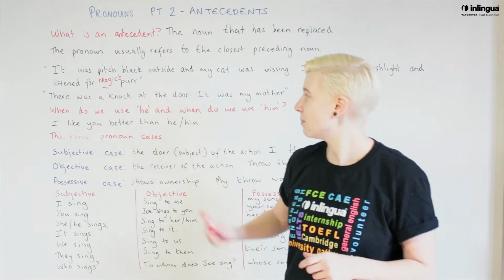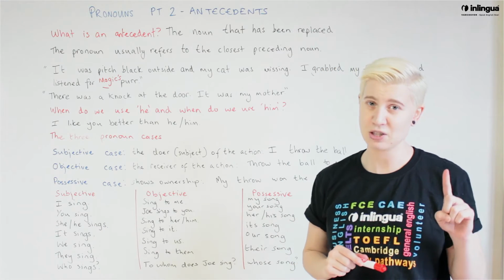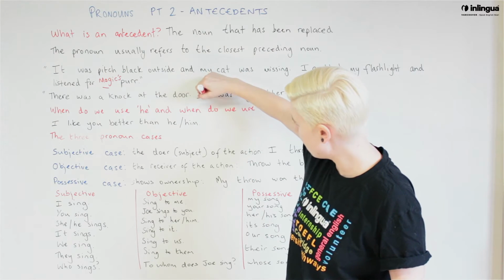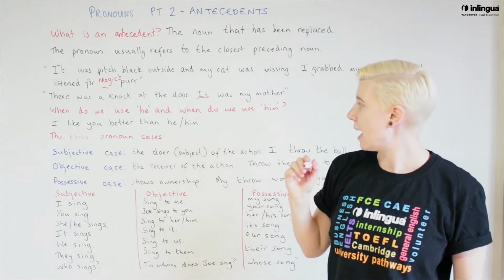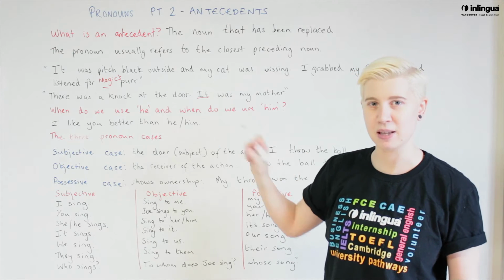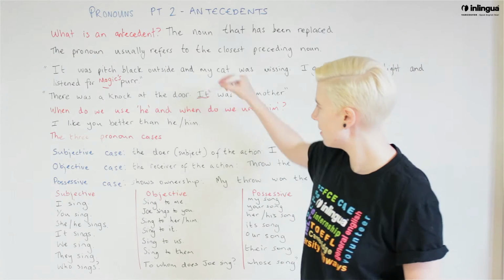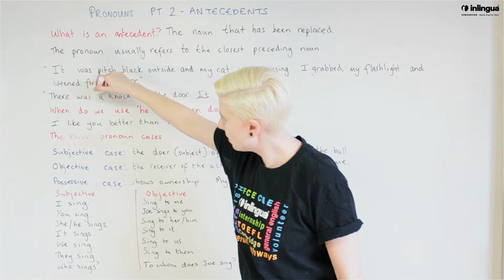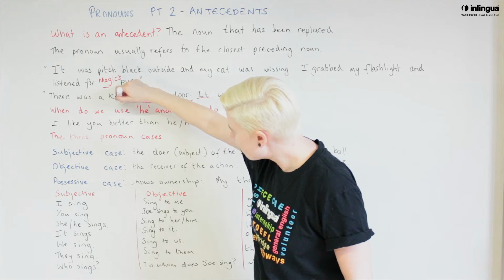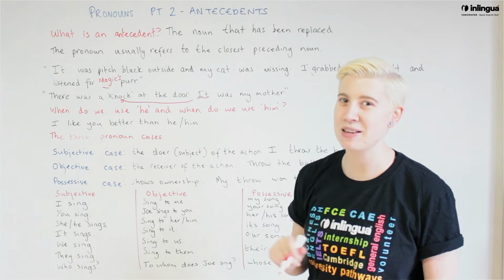Have a look at this sentence. There was a knock at the door. It was my mother. So first job, where is the pronoun? That would be here, it. And what is the pronoun replacing? What is happening in the previous sentence that we are using a pronoun? There was a knock at the door. In this sentence, it refers to the knock. My mother isn't a knock, my mother is a person.